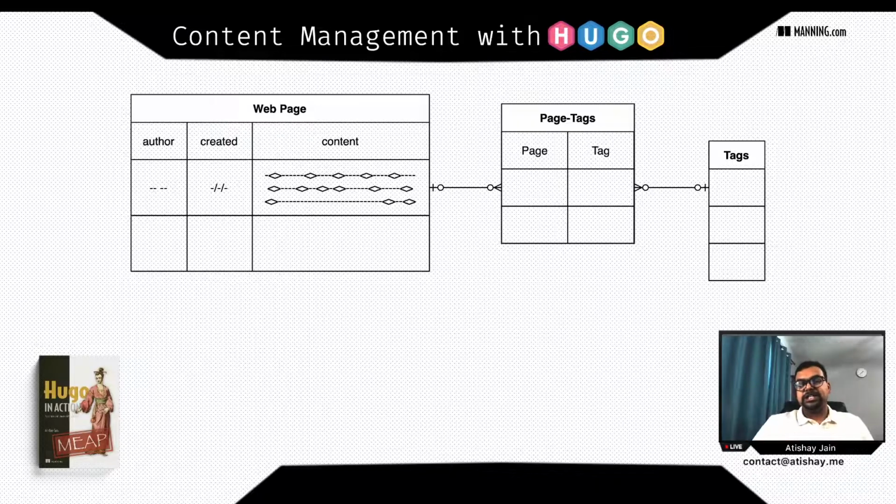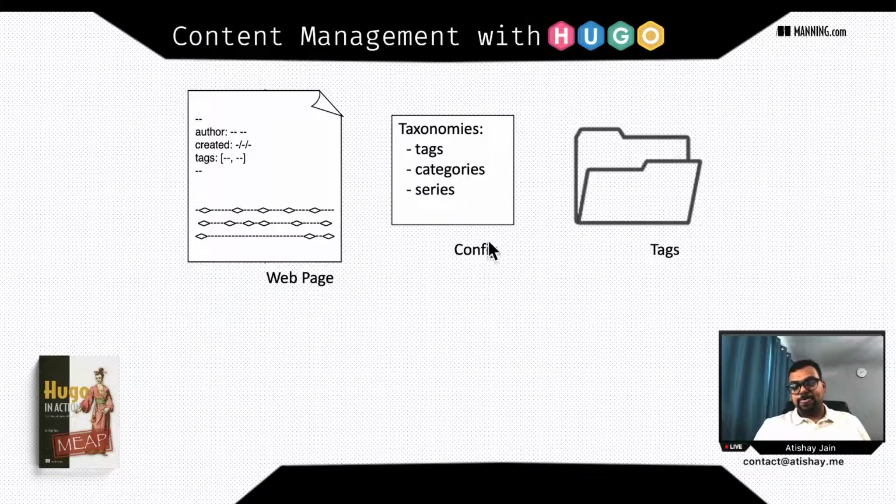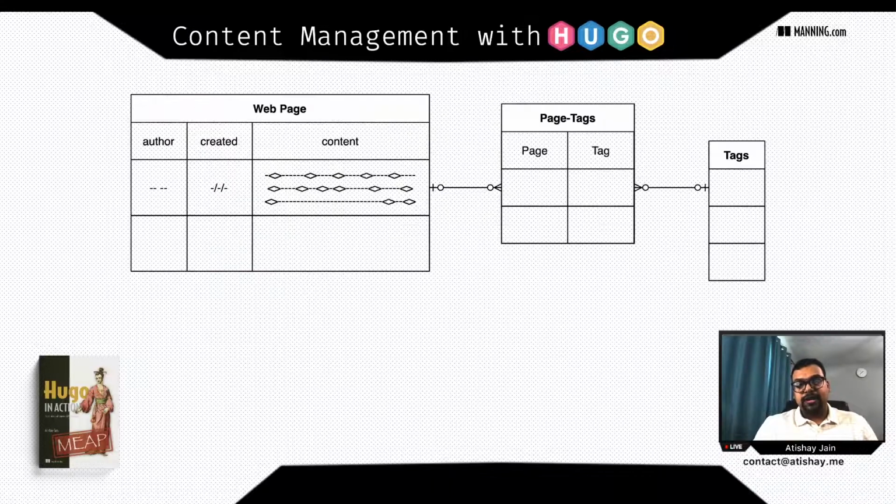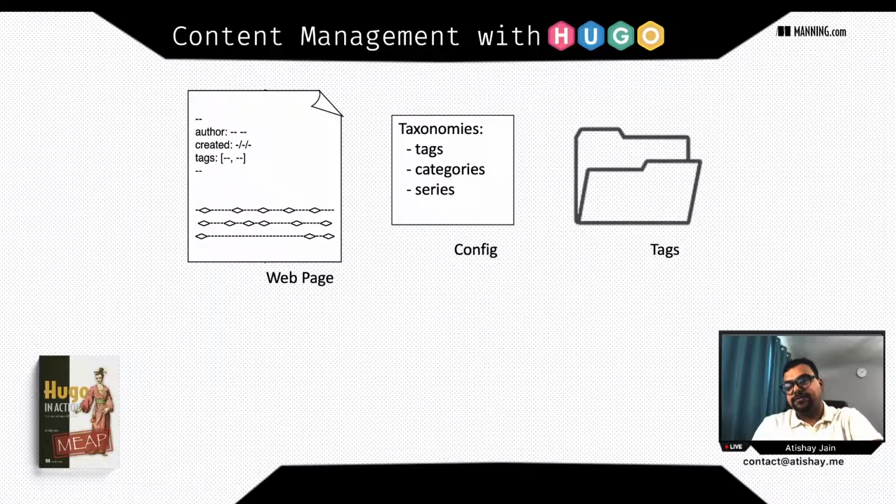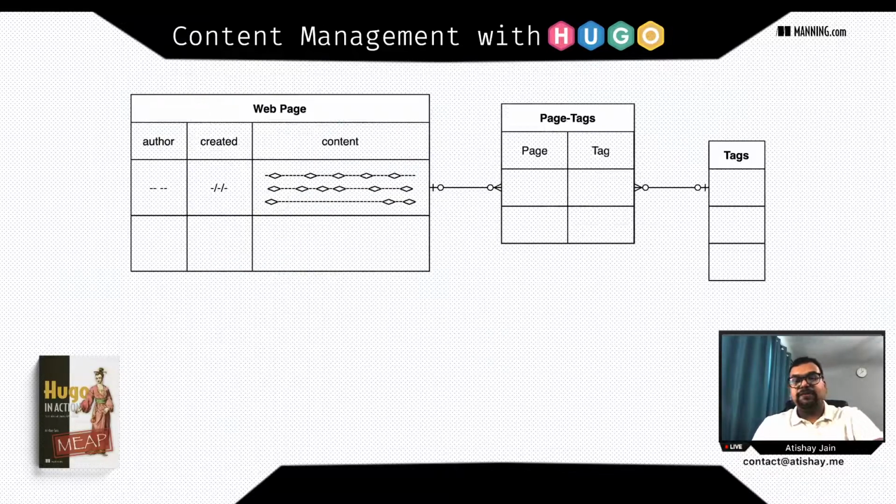Now, to represent relationships in Hugo is actually very simple, because Hugo takes care of this job for us. For all the three entities, here are the changes that we need to do. Tags, which is also a table, turns into a folder. That makes more sense, right? We created a folder for content for web pages. We create a folder for tags. Each tag has a file inside this folder. The web pages are already files.